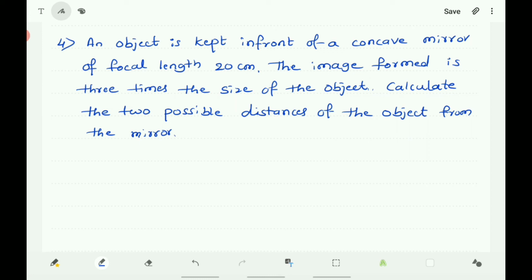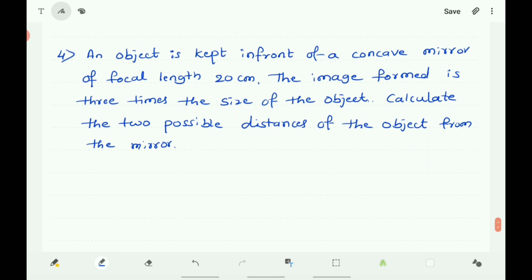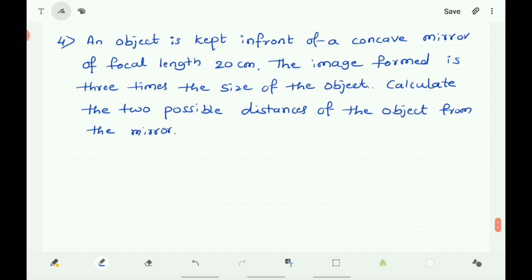You know that here the nature of the image is not given. The nature of the image may be real or virtual. If a real image is to be found, you must keep the object at one place, and if you want to get the virtual image then the object must be at a different place. So first let us take the focal length. The focal length of the concave mirror is to be considered as negative. So you take f is equal to minus 20 centimeter.